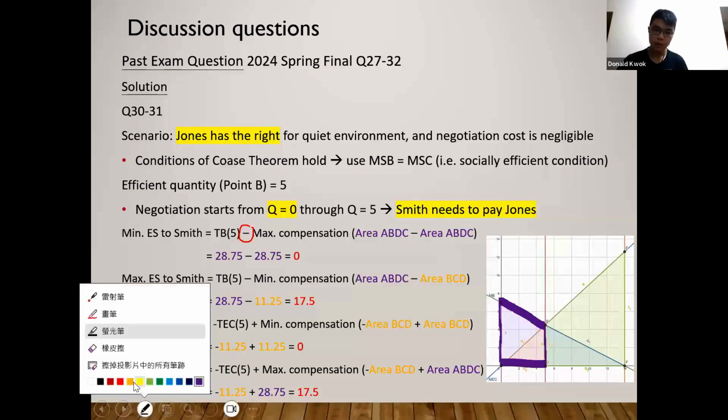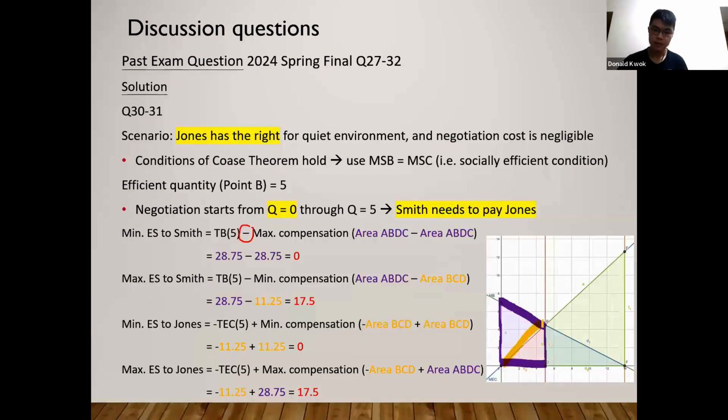While the minimum compensation will be constrained by this orange triangle, because this is the total external cost suffered by Jones for the first 5 hours of loud music. If the compensation is less than this amount, then Jones will just reject the offer and not allow Smith to listen to loud music. Okay, and so that's basically about the economic surplus accrued to Smith.